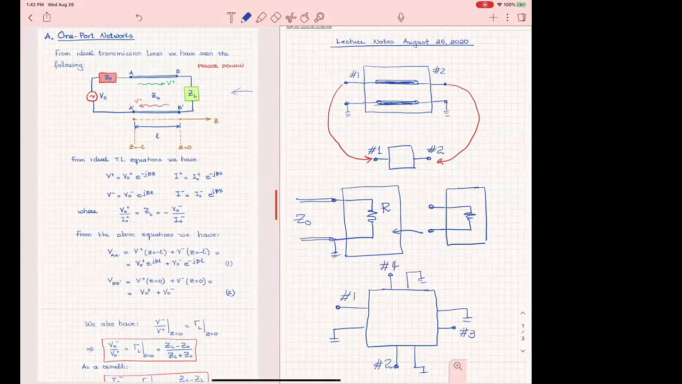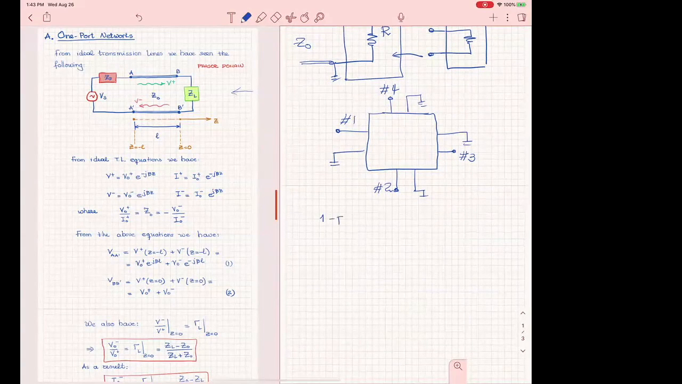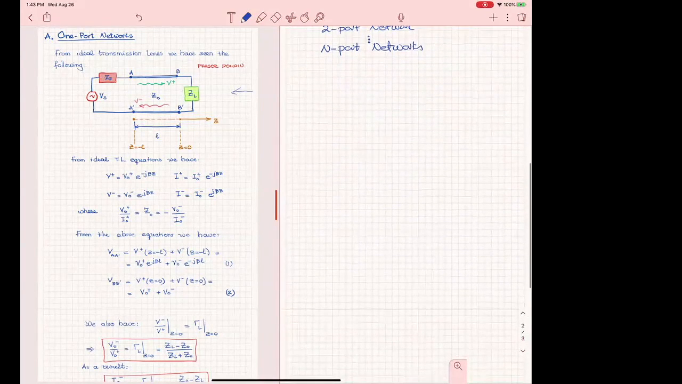Okay, so we can expand those. We can go to more ports, but at the end, a network can be an N-port network. So we have one port networks, we have two port networks, we have N-port networks. Okay, now let's go to this one port to multi-port network.